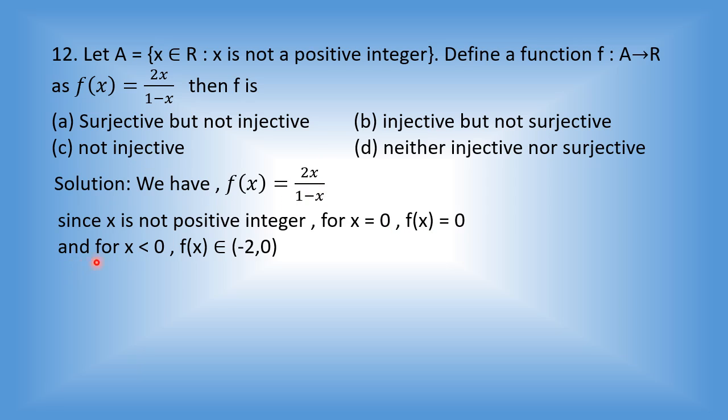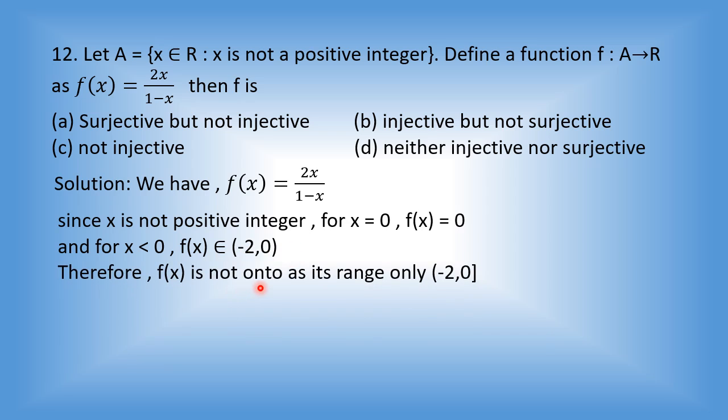For x less than 0, for all the negative values, f of x lies between minus 2 and 0. The minimum value is minus 2, and we can reach up to 0 here, but it does not exceed these numbers. So f of x is not onto, as the range of this function is the half open interval minus 2 to 0. 0 is included because for x equal to 0, f of x is 0.